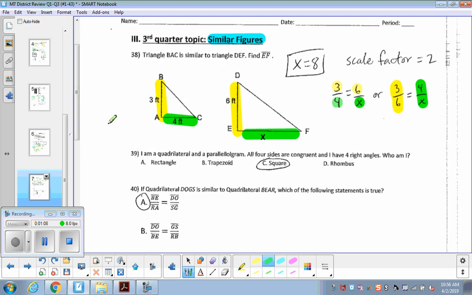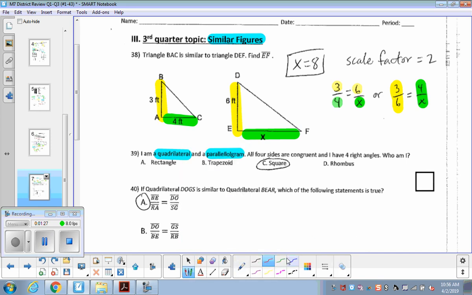In question 39, we're just trying to identify the name of the shape. So it's got 4 sides, and opposite sides are parallel. Now all of the sides are going to be equal, and there's going to be 4 right angles, so that's going to be the square. And I'll give you guys an example of the square there.